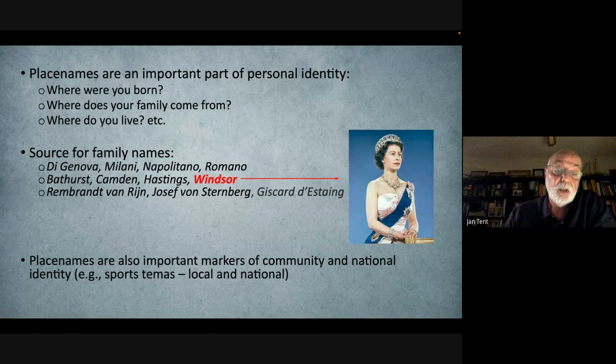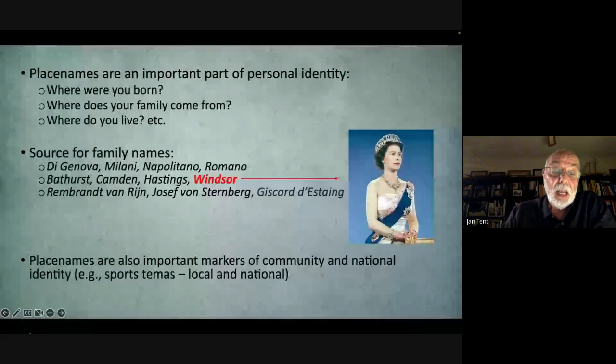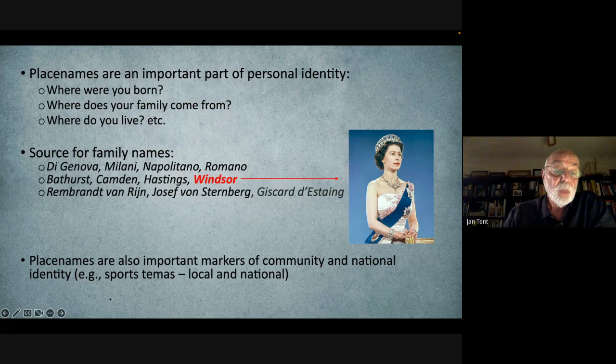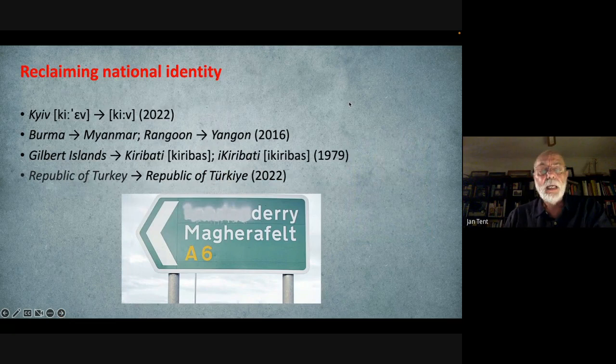So sports teams, I've got a little slight spelling error there, local sports teams and national sports teams are very, very important. The place names play there. They are used in reclaiming national identity. So in this last year, we've seen that Kyiv was always pronounced as Kiev before the Russians invaded. So the Ukrainians said, no, we don't want the Russian pronunciation, we want our Ukrainian pronunciation. So now when you hear the news, you will generally hear newsreaders say Kyiv rather than Kiev.